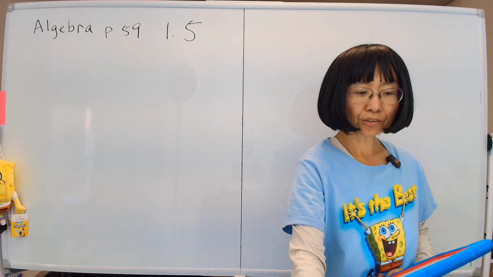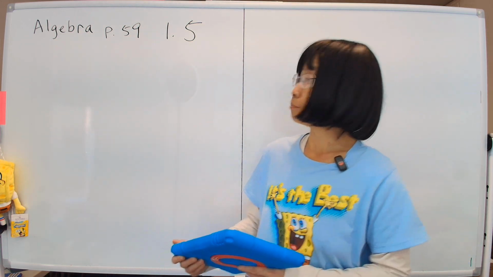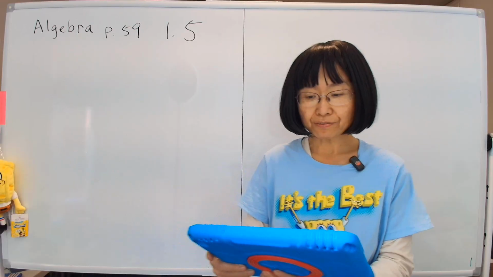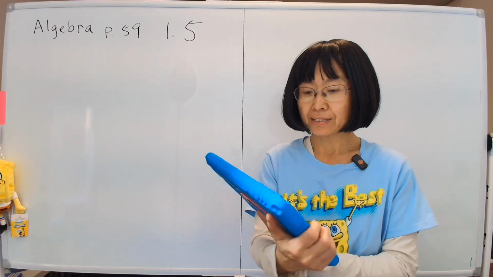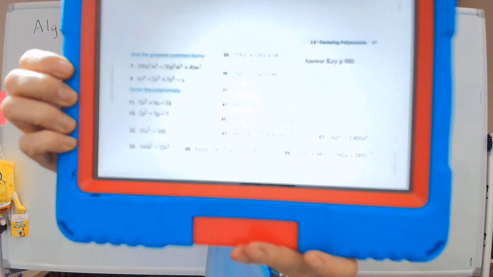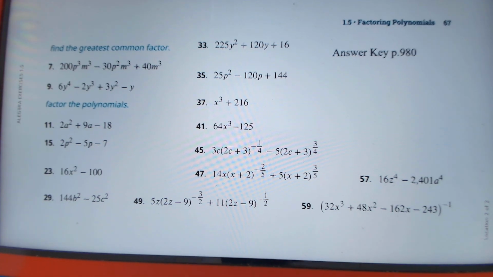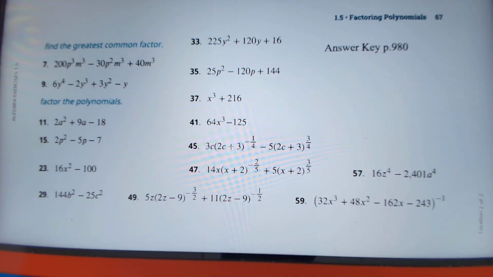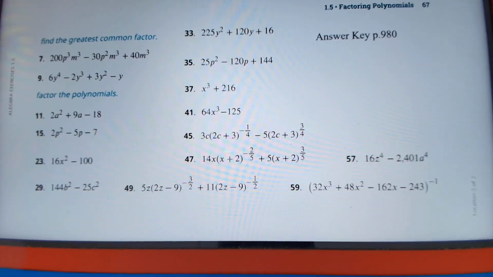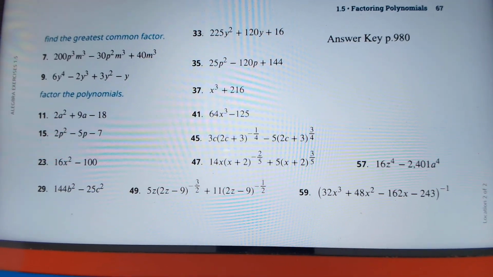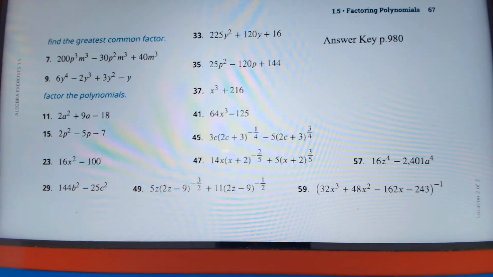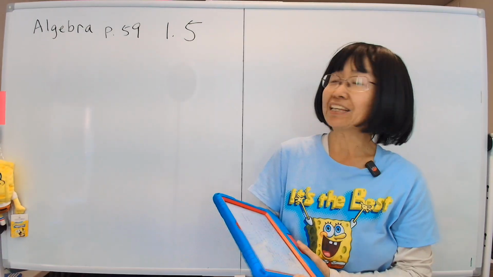Today we are going to do Algebra 1.5, which is the factoring of polynomials. Now, as always, being that this is a review chapter, please look at this stuff and see if you know this stuff inside out. If you think, oh yeah, I totally know this stuff, and you know this 100%, then you can skip this section and this video.